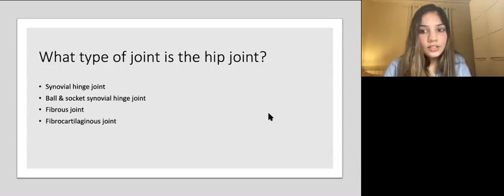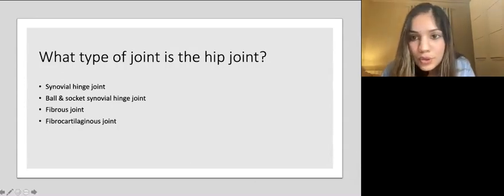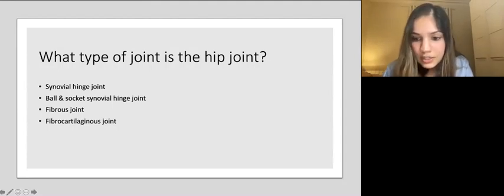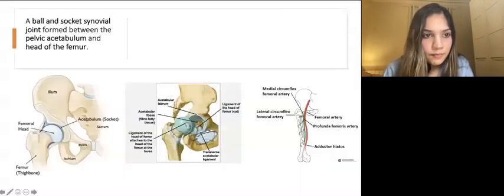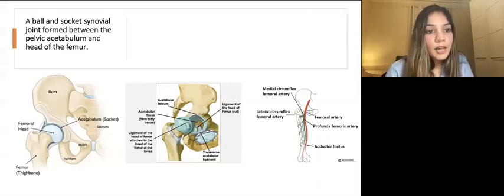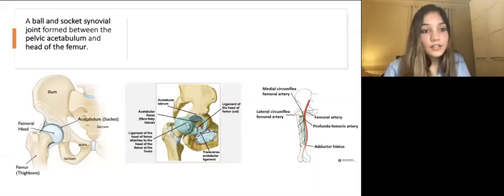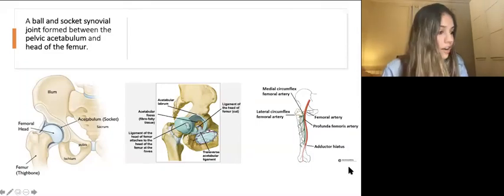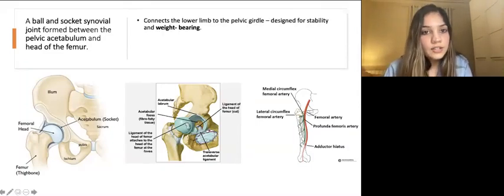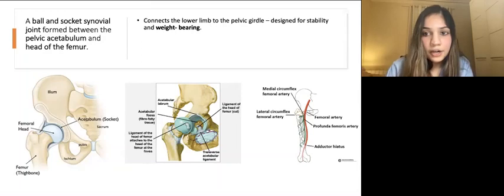Okay, that's correct. So it's a ball and socket synovial joint, which forms between the pelvic acetabulum and the head of the femur. So you all got that correct. And it connects the lower limb to the pelvic girdle and is primarily designed for stability and weight bearing.